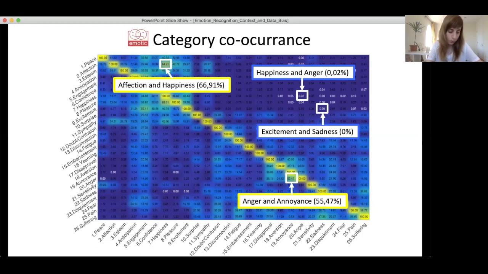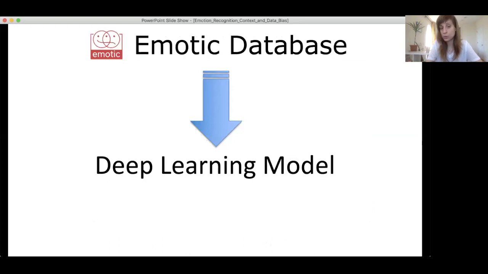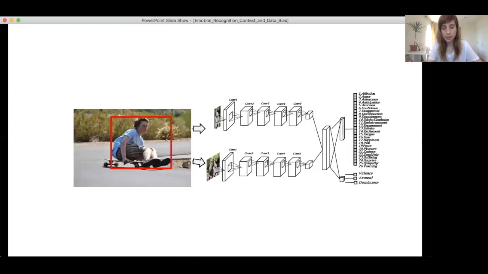So you can do several types of statistics, but you can also try to model this task. So use the data set to learn a deep learning model and to see if you can do emotion recognition with this data set. And we're working with this baseline architecture.